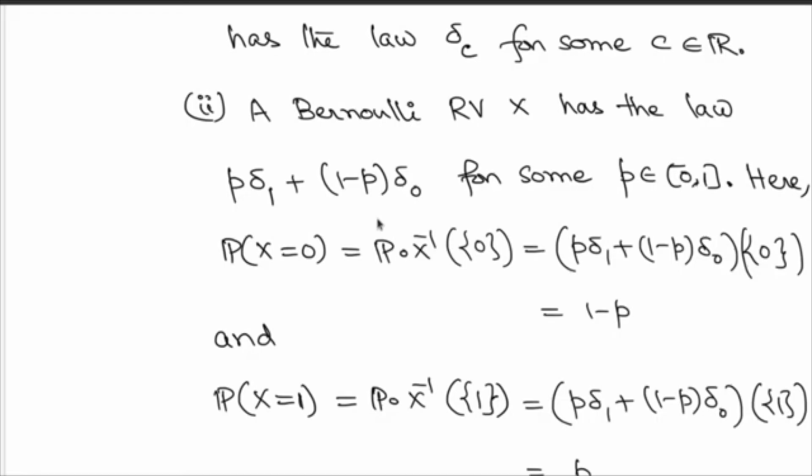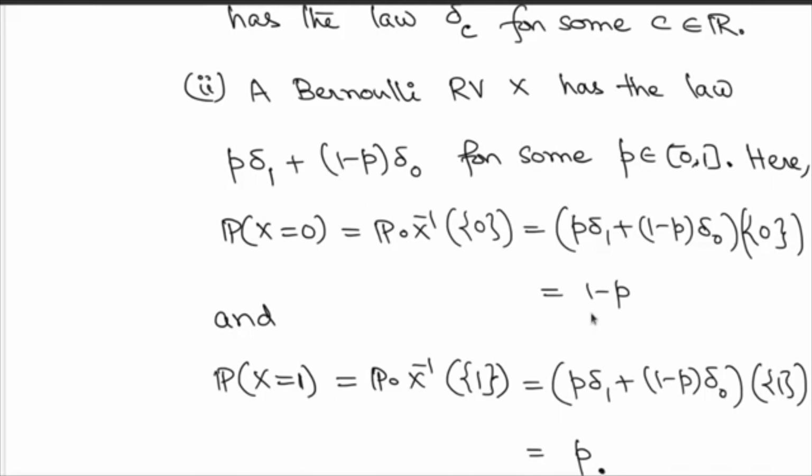Okay. So remember, in the previous lecture we discussed that for a discrete random variable, the law is exactly a convex linear combination of Dirac masses. So this is a finite linear combination of Dirac masses, which is a convex linear combination, and this P and 1 minus P exactly refer to the probability of success and failure.